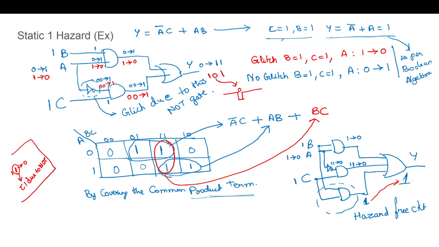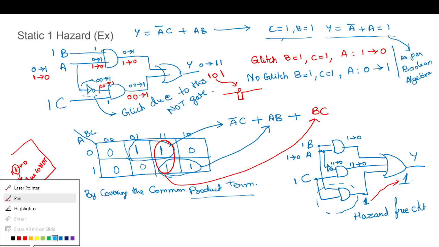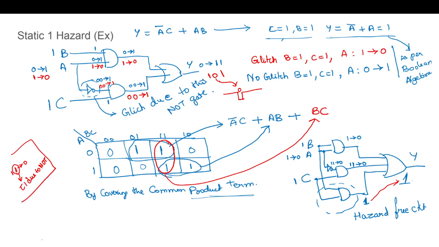So how can we remove a static 1 hazard? This is the example I have taken from our previous lecture, where you can see the output goes to zero for a short duration of time, where it should have remained at 1. And how can we remove it? By adding a term BC, which is common to both the terms, so that we have a third path. When there is a glitch, this third path will compensate for it. So this is a hazard-free circuit.